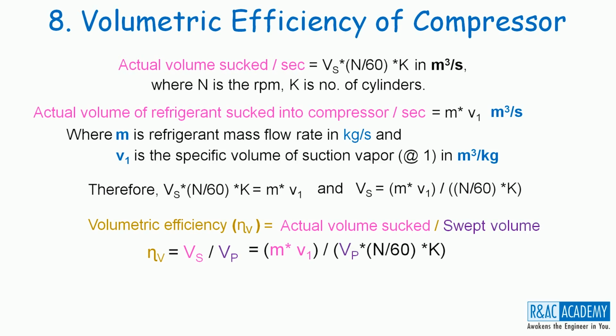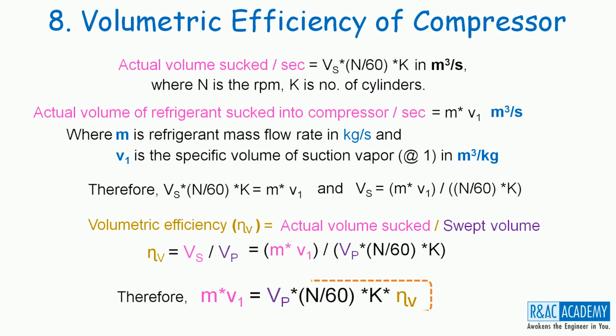So, this would resolve into m into V1 is equal to Vp into n by 60 into K multiplied by volumetric efficiency, where Vp is the swept volume or piston displacement. A useful expression in computations or numerical calculations.